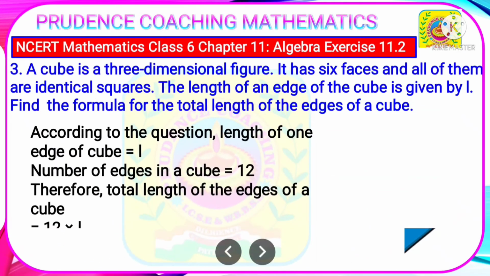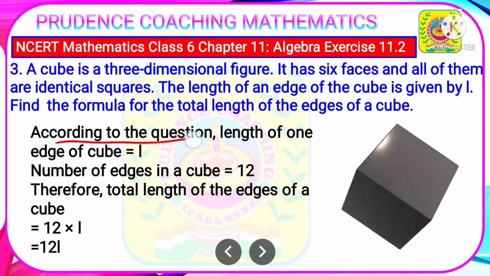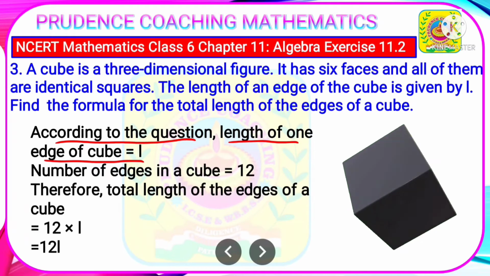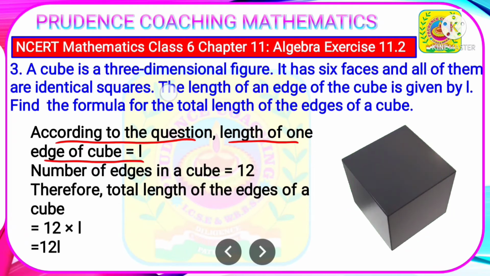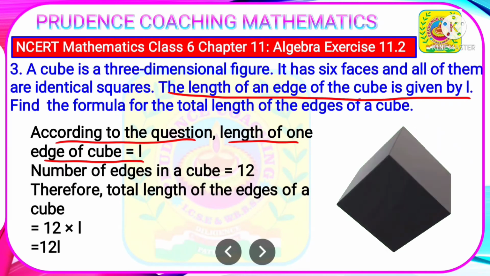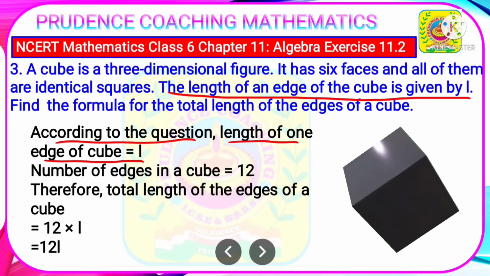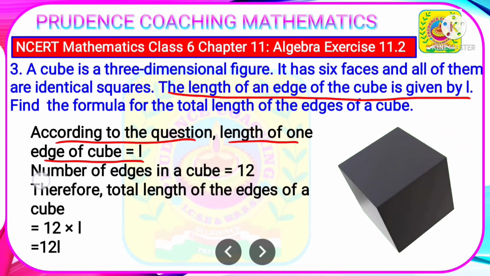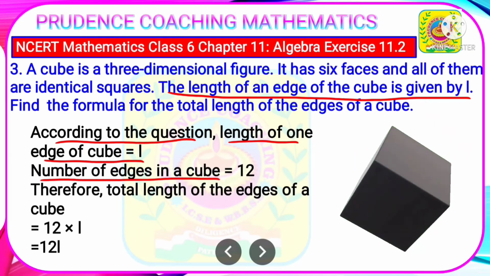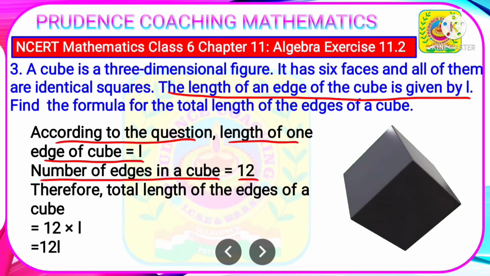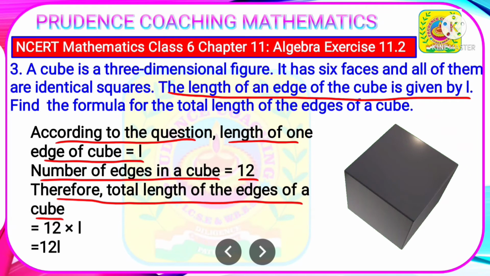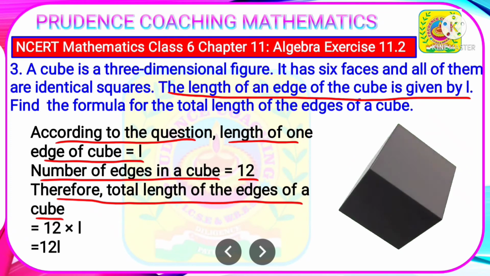So let us write the final answer. According to the question, the length of an edge of the cube is given to be L. As in the question, it is already given that the length of an edge of a cube is L. So we have written, according to the question, the length of one edge of the cube is L. The number of edges in a cube, we have understood by seeing the figure, is 12. Therefore, the total length of the edges of the cube, you are asked to find the total length of the edges of a cube.